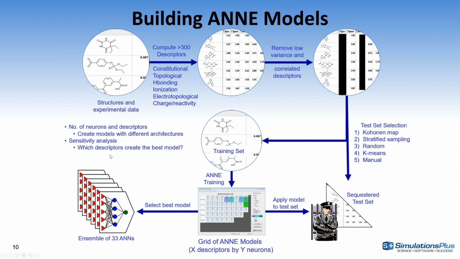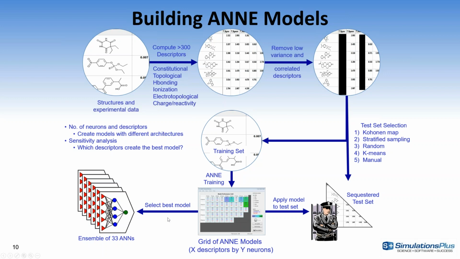So for example, if we're going to create a one neuron, 10 descriptor model, and we've got 150 descriptors, we use the sensitivity analysis method to pre-select the 10 best and build the model from there. Once we've built all these models, we have an algorithm to select the best model based on the statistics. And again, this is an artificial neural network ensemble.